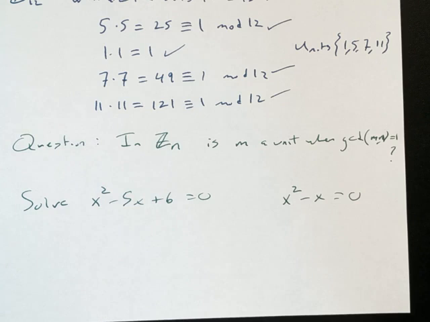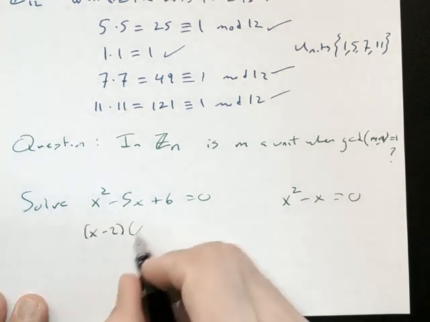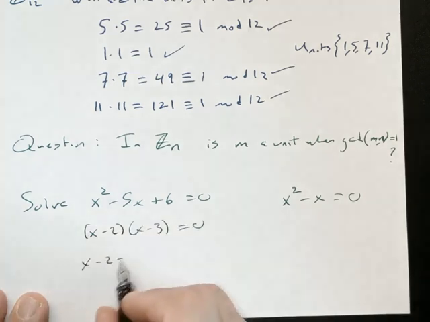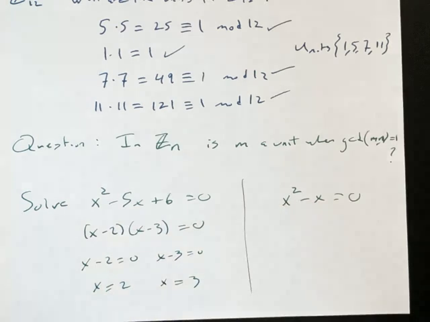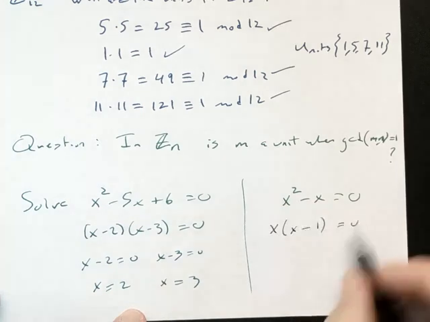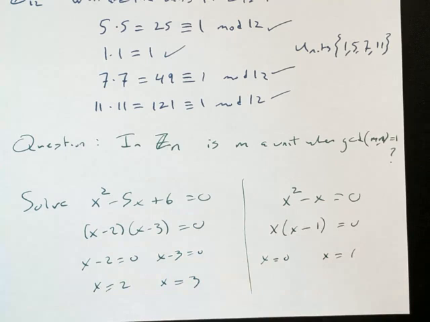Parentheses, x minus 2, x minus 3, so x is equal to 2 and 3. And over there? Factor out an x, so you have x on the outside, then x minus 1, so x equals 1 or 0. There you go. Wonderful, marvelous, beautiful.